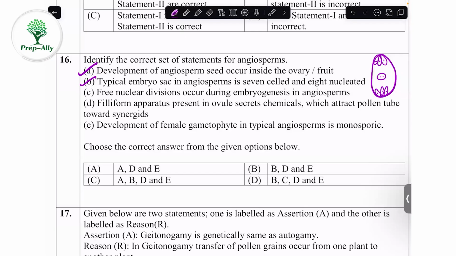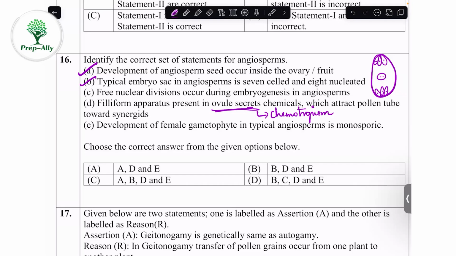Filiform apparatus present in ovule secretes chemicals which attract the pollen tube toward synergids. So the filiform apparatus has some chemicals, and those chemicals attract the pollen tube. This is an example of chemotropism, where the pollen tube is attracted towards the chemical substance present inside the embryo sac. So this statement is correct.